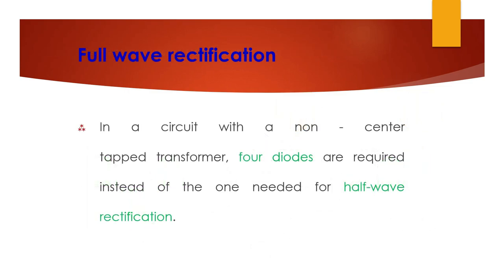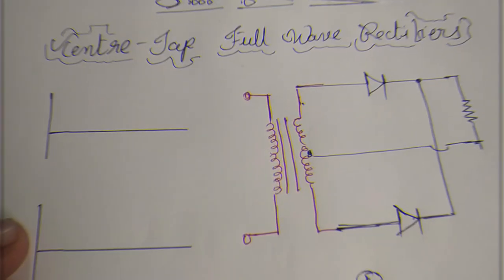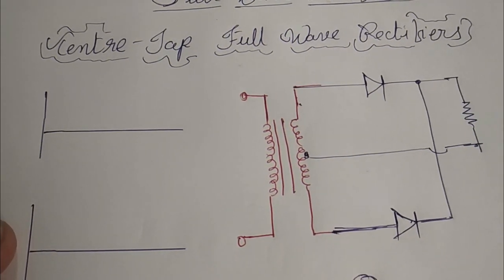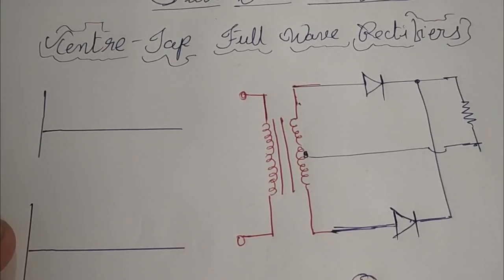So this is the full wave rectification for center tap, where we are using two diodes. Similarly, we can use four diodes. Before going to the four-diode bridge rectifier and the filters, let us discuss the mathematical operations for this. Now let us discuss the full wave rectifier mathematical expressions.